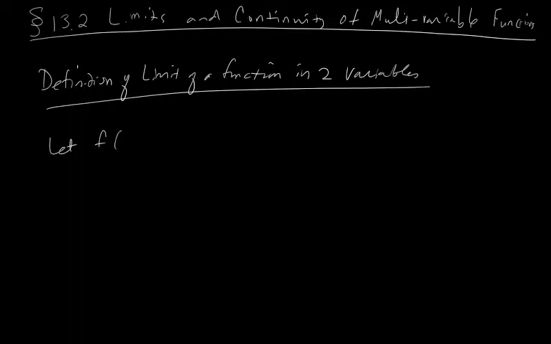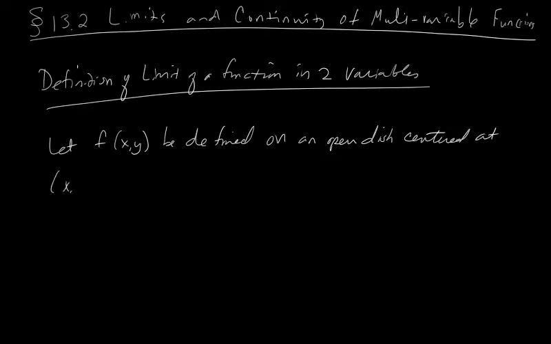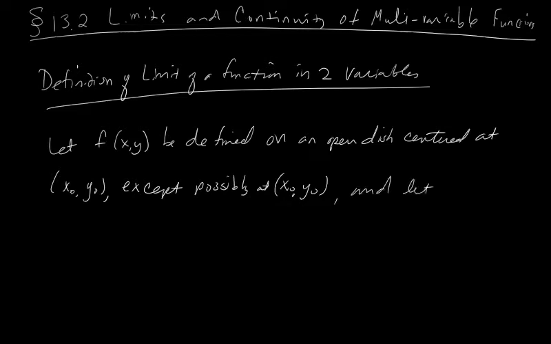Let f be a function of two variables, so we have f of x, y, be defined on an open disk centered at the point x naught, y naught, except possibly at x naught, y naught. Okay, so it's defined for every point on this disk except possibly the center of the disk. And let L be a real number.